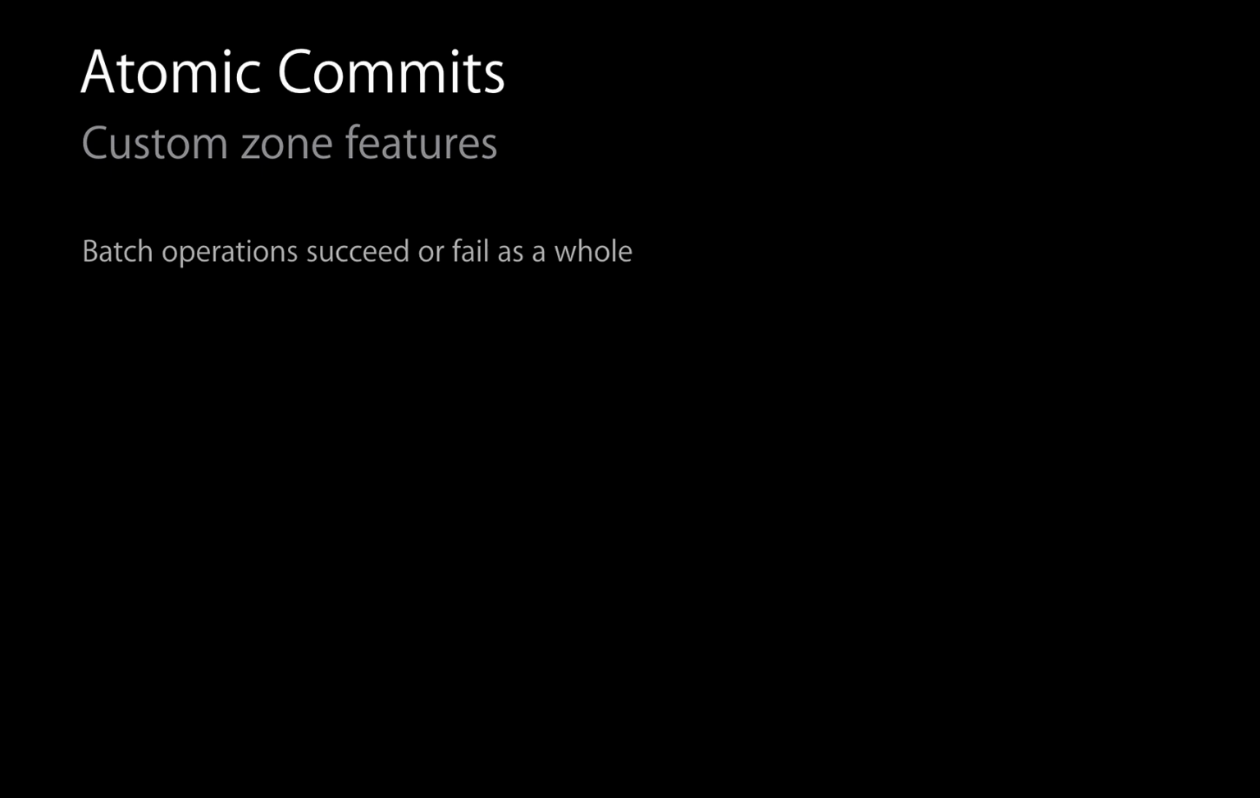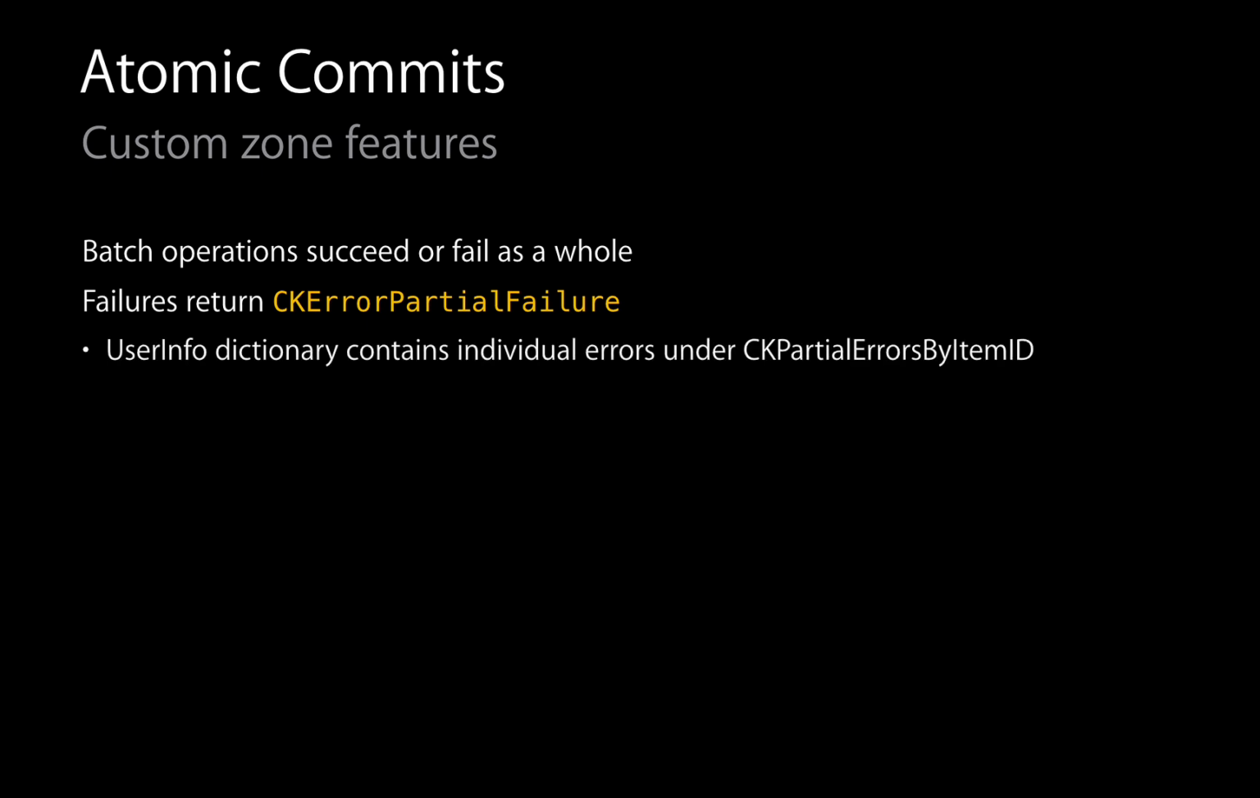So with atomic commits, these batch operations in the NSOperation API will succeed or fail as a whole. So if any record had a problem, you will get back a CKError partialFailure. Inside of that partial failure error, you're going to see the userInfo dictionary is going to have this CKPartialErrorsByItemIDKey. And that's going to be a dictionary of record IDs to errors for each of those records.